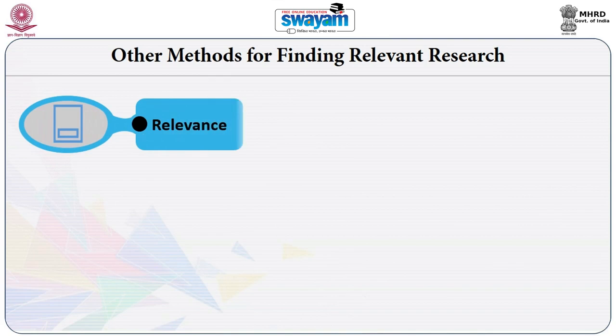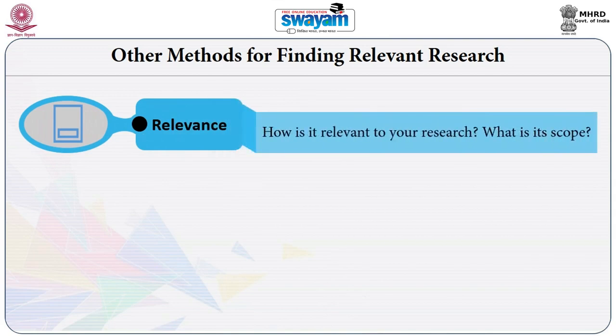Next is to consider the relevance of the document you are including in your review of literature, whether the specific article you are considering is relevant to the research that you are doing. What is the scope of that previous article, whether it is analyzing the primary sources of the research or is based on some other sources? That kind of information can give you a viewpoint on how authentic the specific source you are considering is.